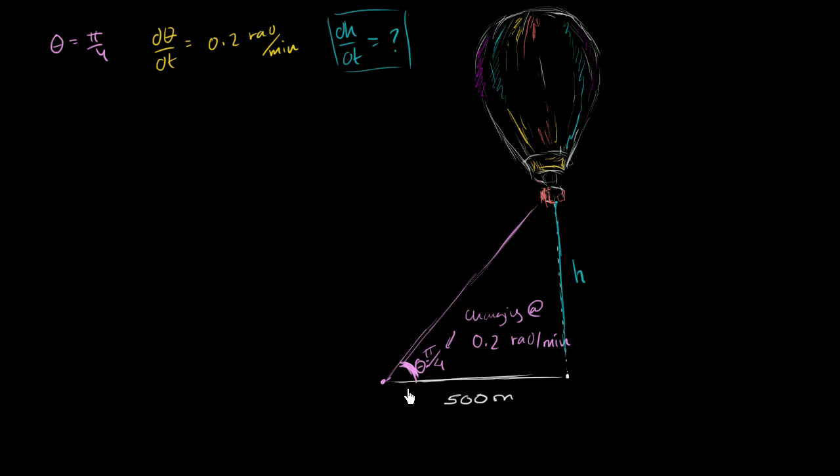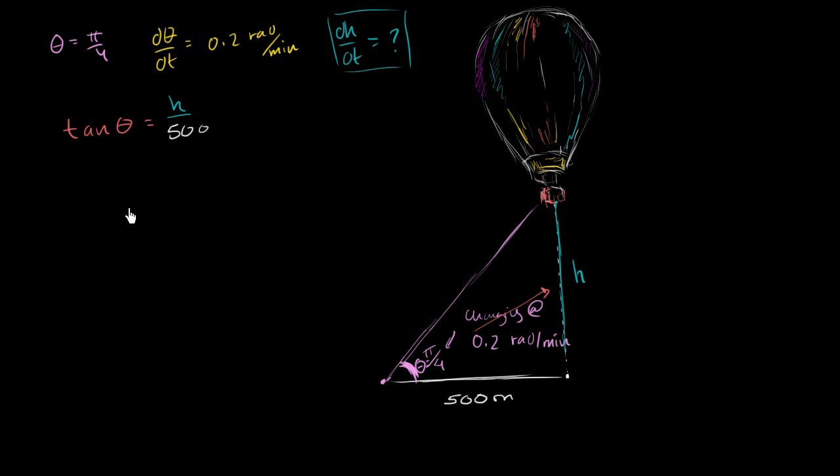So what's the relationship between theta and h? Well, it's a little bit of trigonometry. We know we're trying to figure out h. We already know what this length is right over here. We know opposite over adjacent, that's the definition of tangent. So let's write that down. So we know that the tangent of theta is equal to the opposite side, which is h, over the adjacent side, which we know is going to be a fixed 500. So there you have a relationship between theta and h.